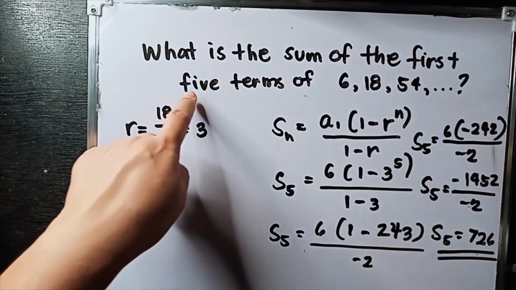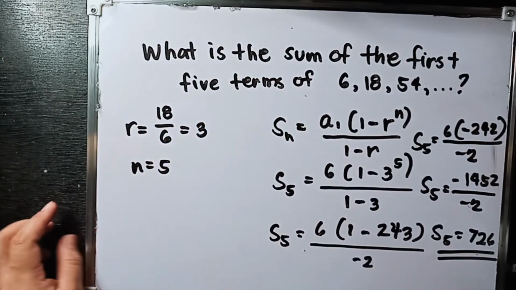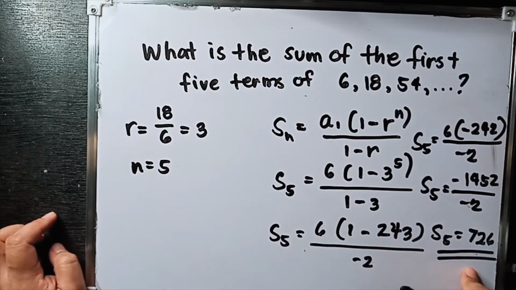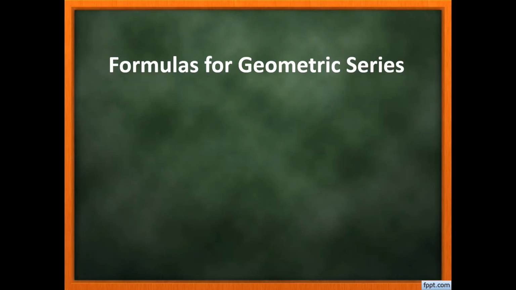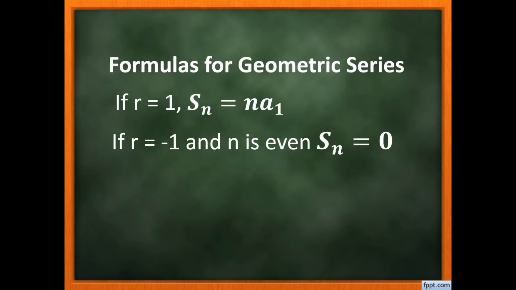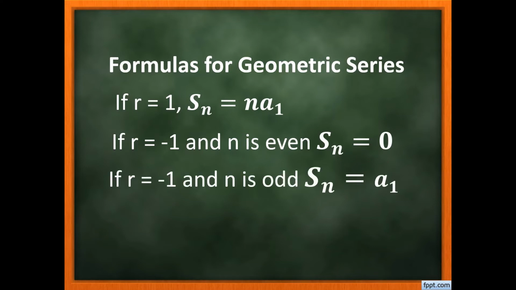So it means that the sum of the first 5 terms of 6, 18, 54, and so on is 726. We also have to take note of the following formulas. If r is equal to 1, then the sum of the series is equal to n times a sub 1. If r is equal to negative 1 and n is an even number, then the sum of the series is equal to 0. If r is equal to negative 1 and n is an odd number, then the sum of the series is equal to a sub 1.